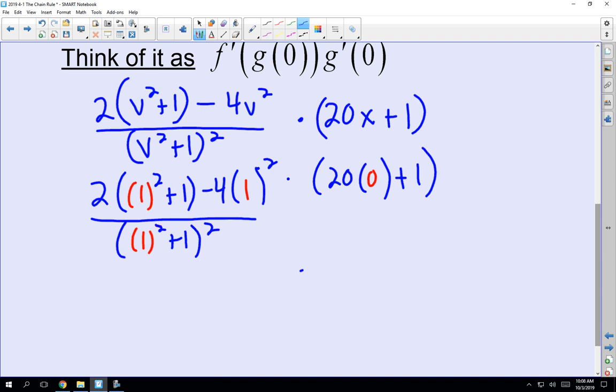So what do you guys get here? This is all conjugate. So 1 plus 1 is 2, that's 4, minus 4 is 0. We end up with 0 here times 1, which is 0. And it amounts to nothing. That's what it means. Cute.